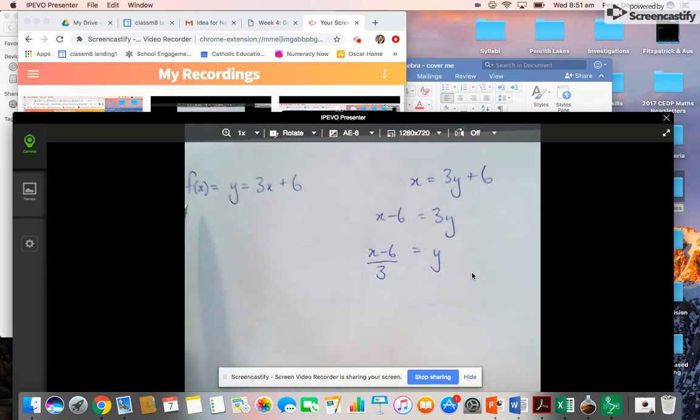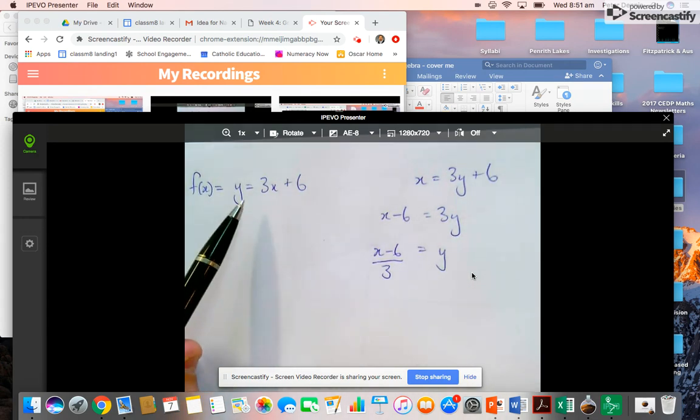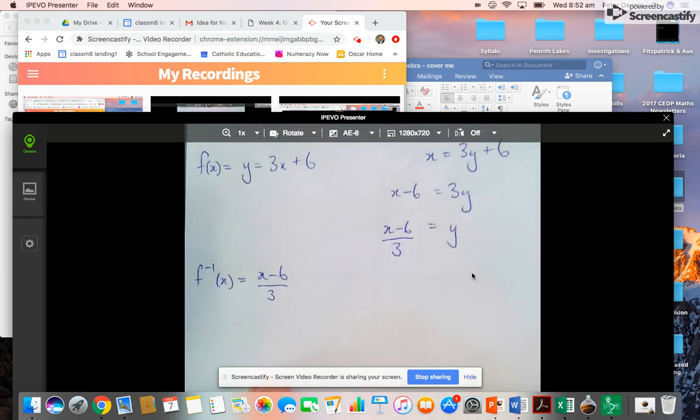So if f of x equals 3x plus 6, the inverse of this, f to the minus 1 of x, equals x minus 6 all over 3. And that's all the inverse is, which is 1/3 of x minus 2.